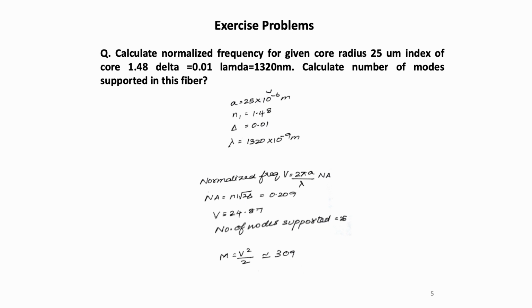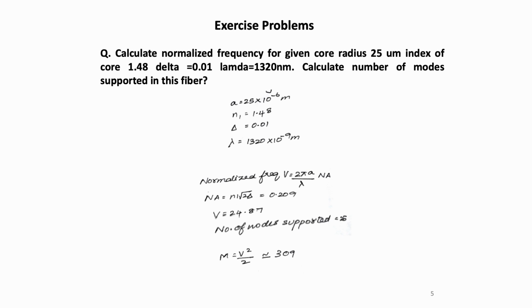Okay, in order to understand, we can go for the exercise problems. So what is given here? Calculate the normalized frequency, that is the V number, for a given core radius of 25 micrometers, the index of the core is 1.48, the delta value is 0.01, and lambda is equal to 1320 nanometer.